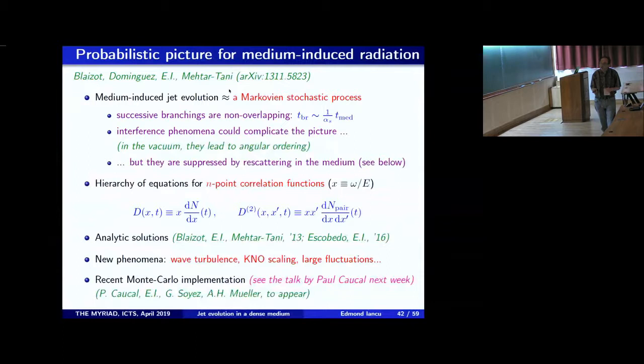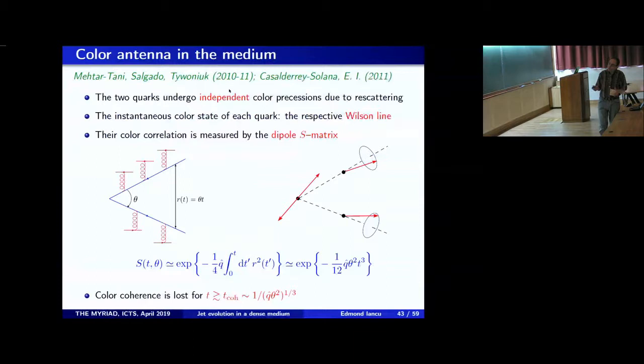For that, I again start like yesterday with a colorless antenna, with a quark anti-quark pair in a colorless state, a color singlet state, which makes an angle theta. Color singlet, because it's easier to speak about the lack of color coherence. So long as the antenna remains a color singlet, it preserves color coherence. When it's not a color singlet anymore, the color coherence is lost. Now, in the vacuum, the quark and the anti-quark propagate, but they remain in a color singlet state until one of them emits for the first time.